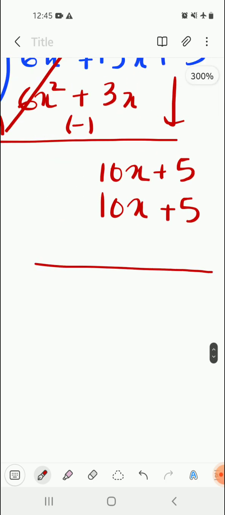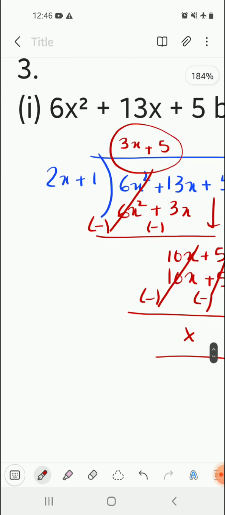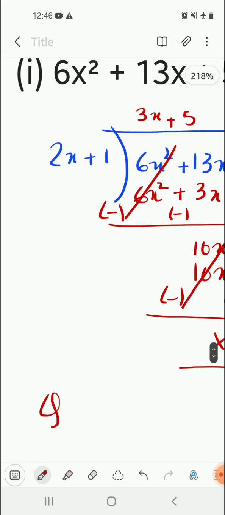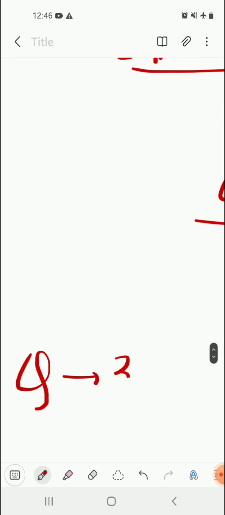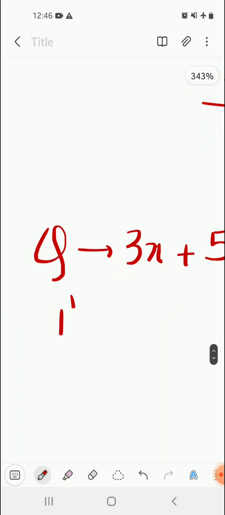Now we are going to cancel it out. So this sign changes to minus. These two get cancelled, plus 10x minus 10x. These two get cancelled, plus 5 minus 5. So we are not left with any remainder. This remains our quotient, so we are going to write it separately. That our quotient is 3x plus 5 and the remainder is nothing, that is 0.